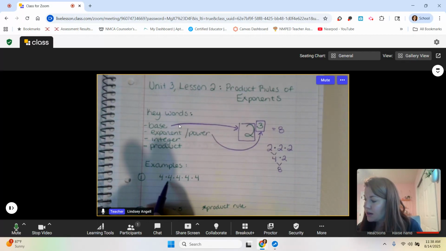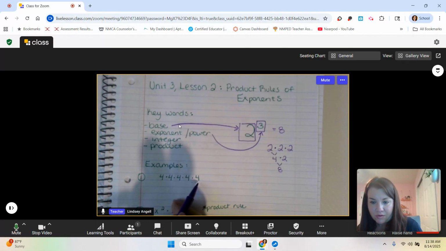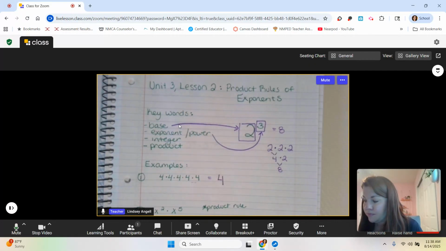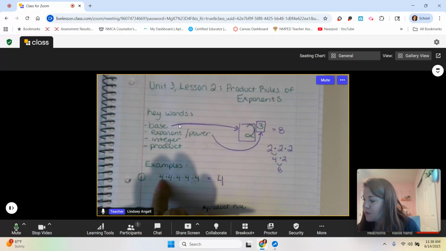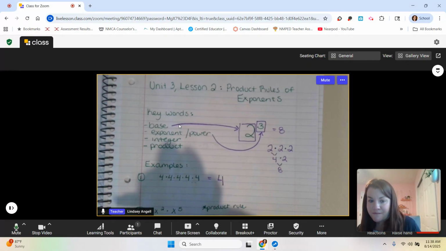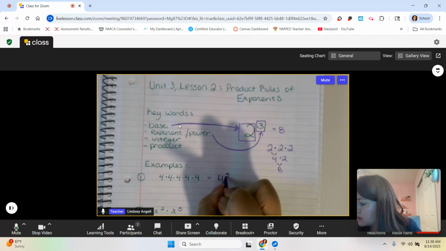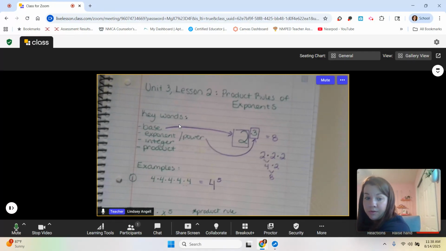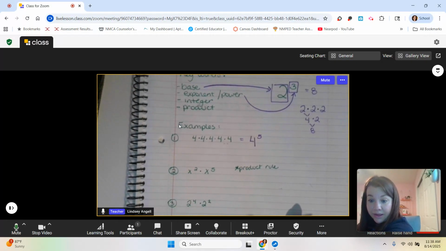So I'm multiplying by the same number over and over again, right? 4. So that tells me what my base is. And remember, the exponent is determined by how many times a number is being multiplied. So right now I have 1, 2, 3, 4, 5 fours. So this is the same thing as 4 to the 5th power. On this particular one, we're not going to evaluate it. We're not going to actually solve it.